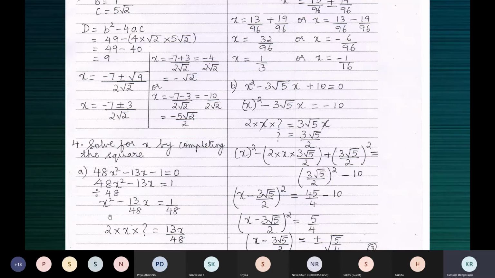48x square by 48 is x square. Minus 13x by 48 is the same thing. Is equal to 1 by 48. So shifting this to the other side is the first step. X square, the coefficient is not 1. You want it to be 1. How can it become 1? Then you should divide by 48 throughout. Now it's become 1. The coefficient of x square is 1.